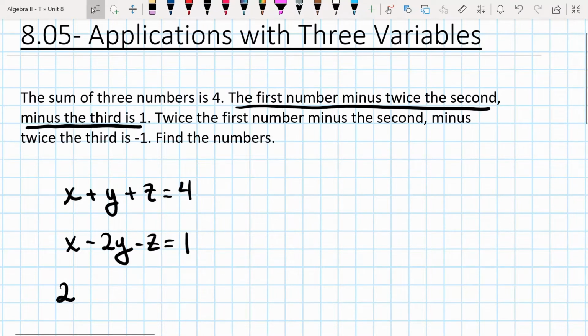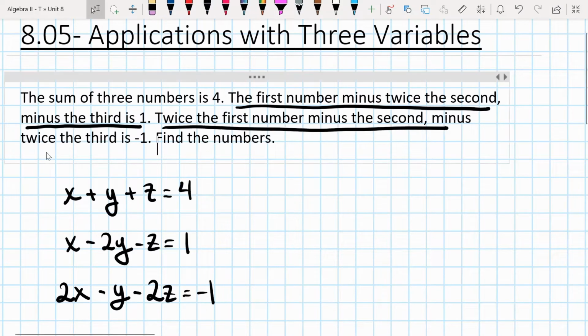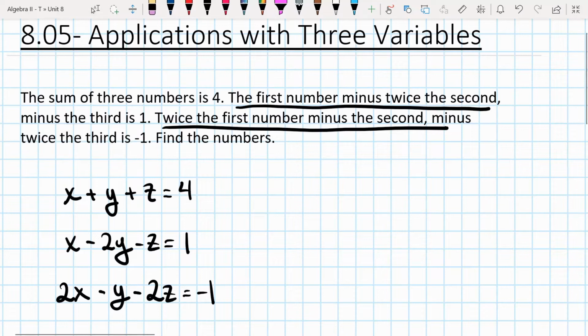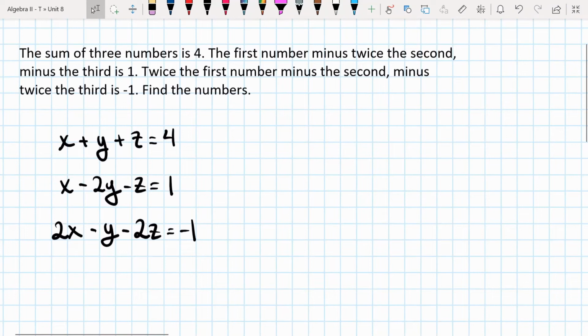Twice the first number, 2 times x, minus the second number, minus twice the third, so 2 times z, is equal to negative 1. And now that is this statement right here converted into a mathematical equation. Notice what we're left with here is a system of equations with 3 unknowns. Now we're just going to solve for x, y, and z, which will allow us to find these numbers. So to solve this system of equations, we're going to do a couple of eliminations.